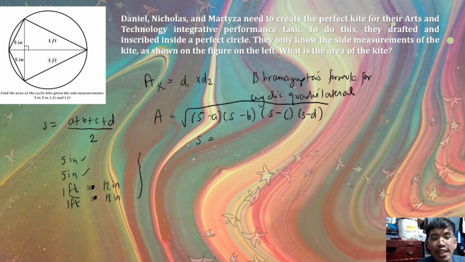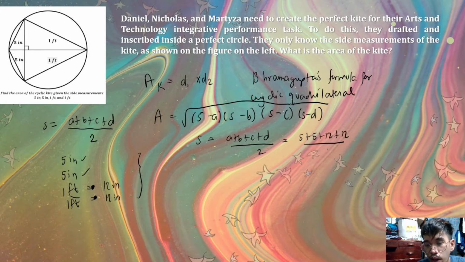semi-perimeter of this given quadrilateral, and that's just going to be A plus B plus C plus D divided by 2. Since we already know the side measurements, we simply substitute these values in this formula. So that's 5 plus 5 plus 12 plus 12 divided by 2. What's 5 plus 5? That's 10. 10 plus 24 should give us 34. So this should be 34 divided by 2.